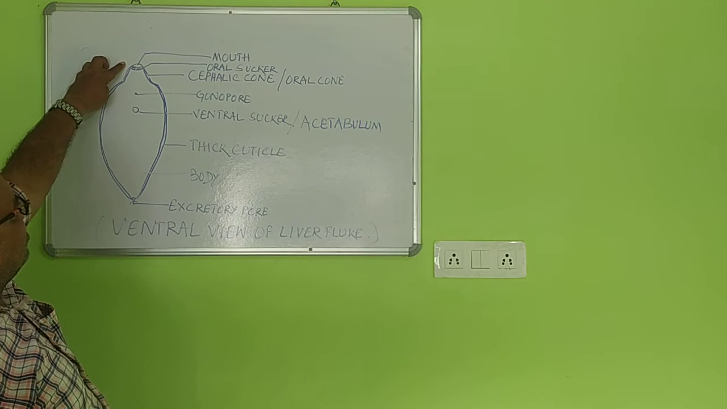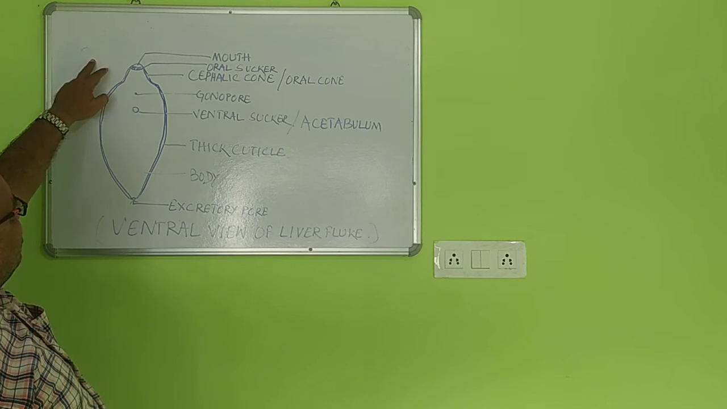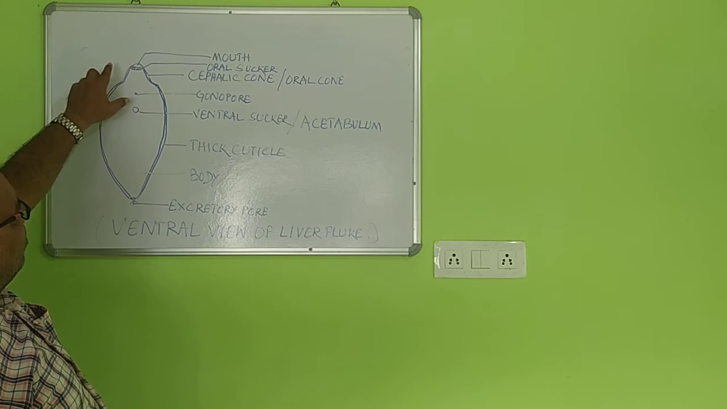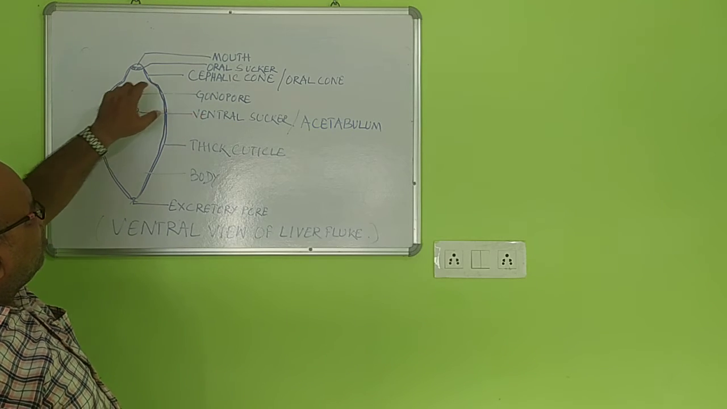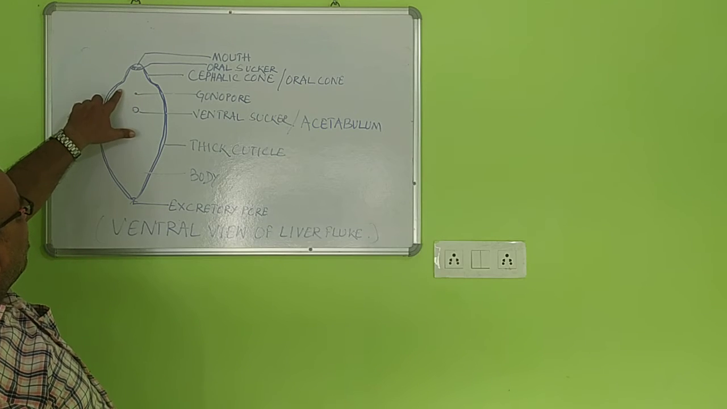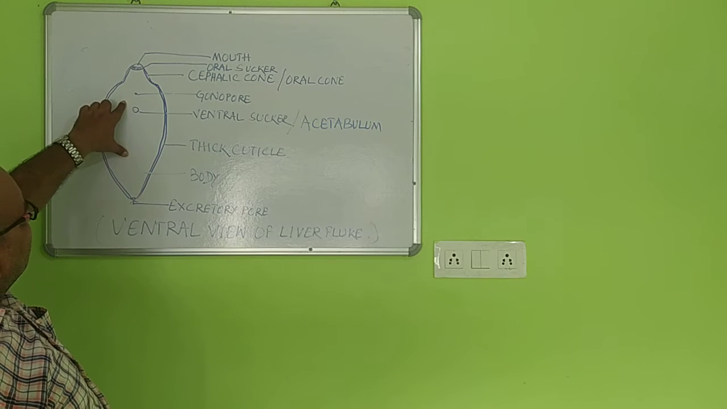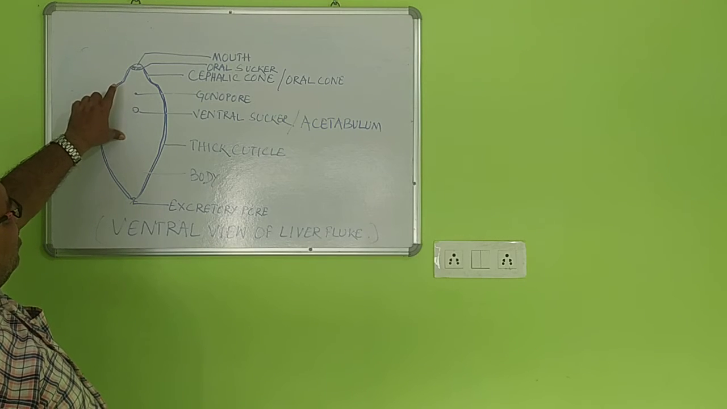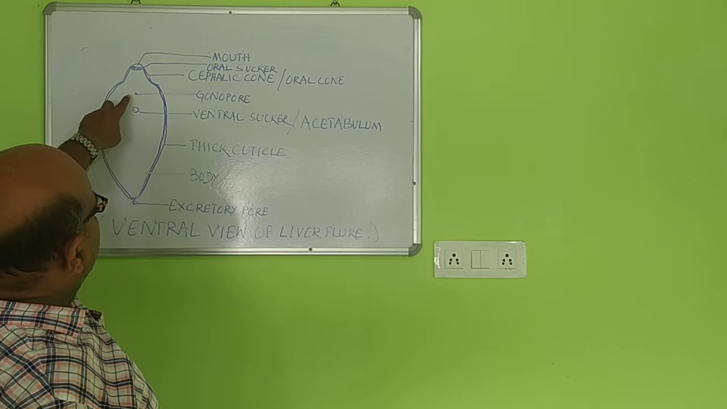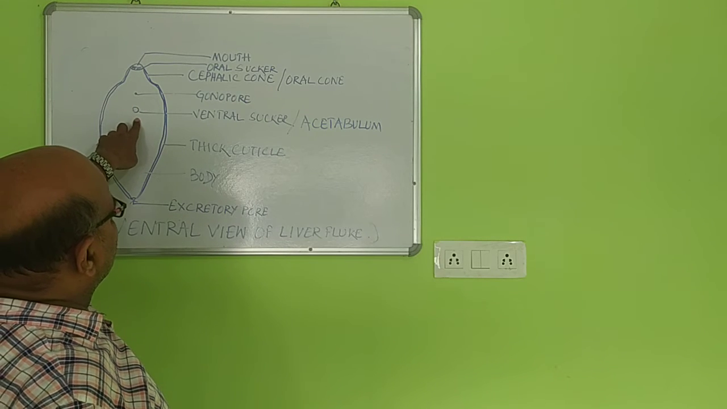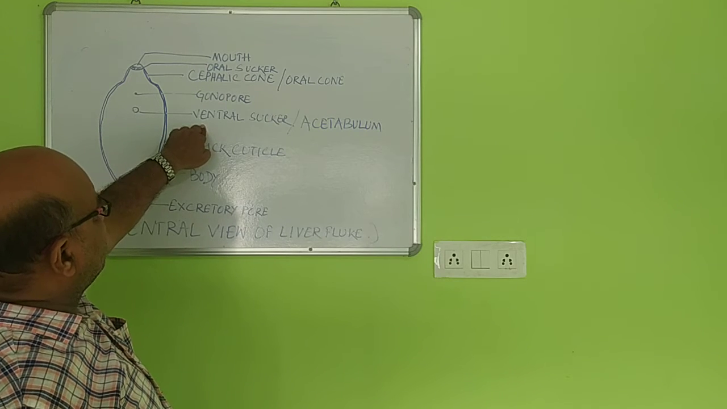Mouth at the top, then at the periphery the oral sucker, and the conical structure where the mouth and oral sucker are present is called the cephalic cone or oral cone. After it you find the entire body, which is leaf-like. In the proximal part of the leaf-like body you find one opening, the gonopore. Beneath the gonopore is one sucker, called the ventral sucker or acetabulum.